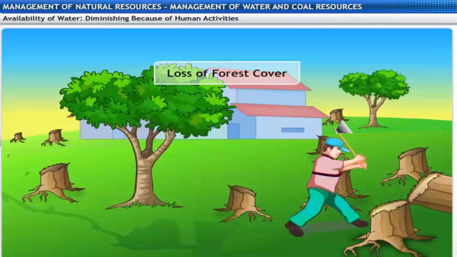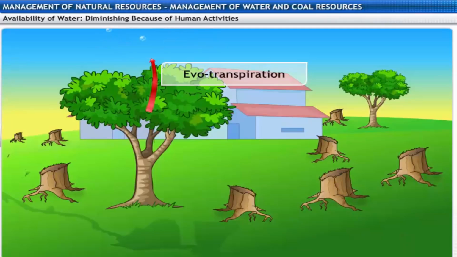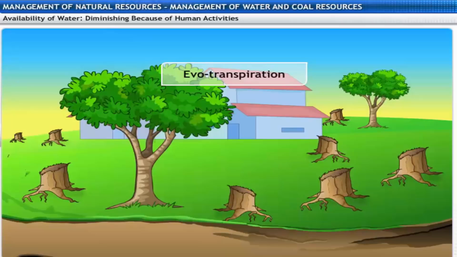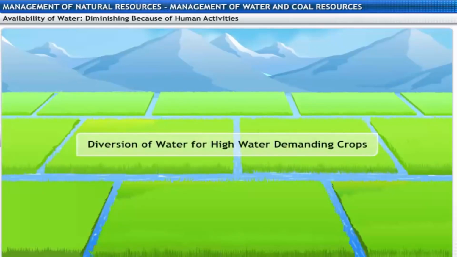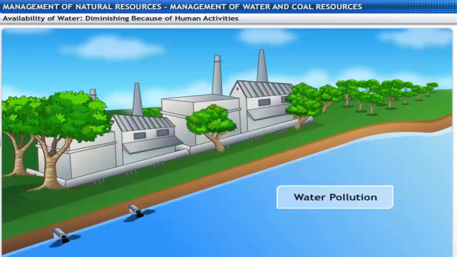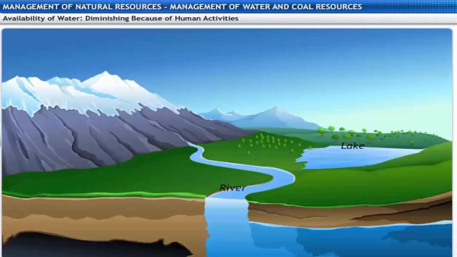Human activity results in the loss of forest cover, which in turn reduces the amount of water vapor released during evapotranspiration. Deforestation has also reduced the recharging of underground water. Secondly, a lot of water is diverted for high water demanding crops. Lastly, dumping of industrial and urban wastes into lakes and rivers results in water pollution. These factors are even affecting groundwater reserves.